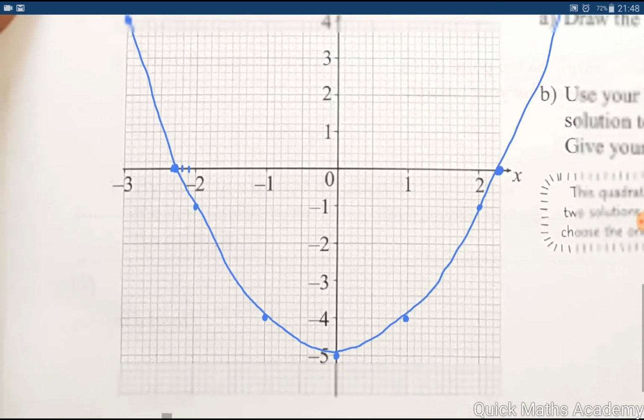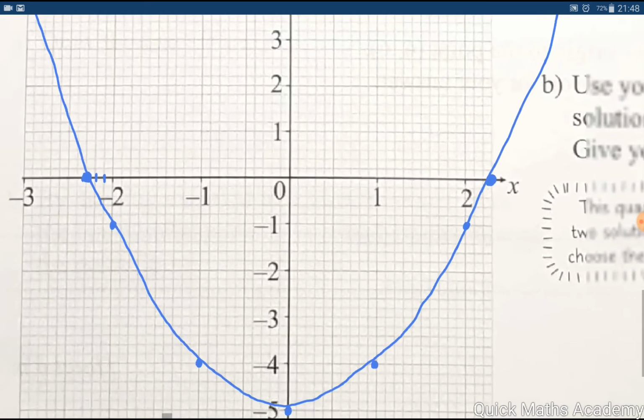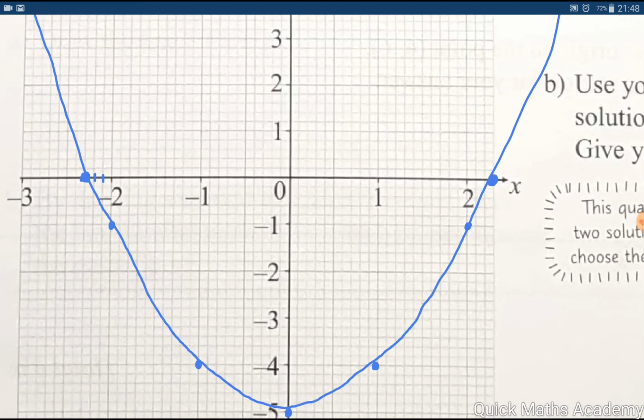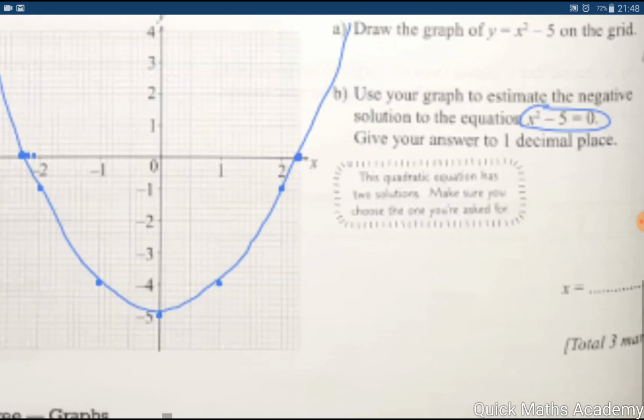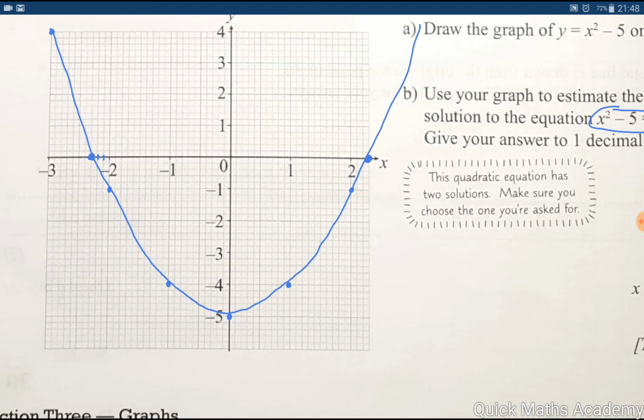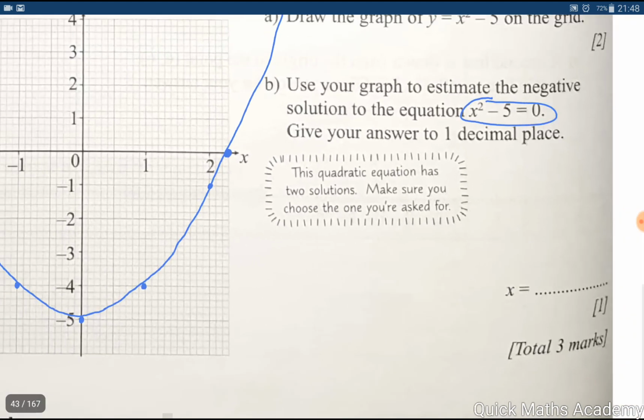So I would say 2.3. I cannot be too far away. So I would say 2.3 is a good estimation for this exercise. But you will not be wrong if your answer is 2.2, and you will also not be wrong if your answer is 2.4. There is always a margin of error in this kind of exercise. So a good estimation will be 2.3. Okay, x equals -2.3.